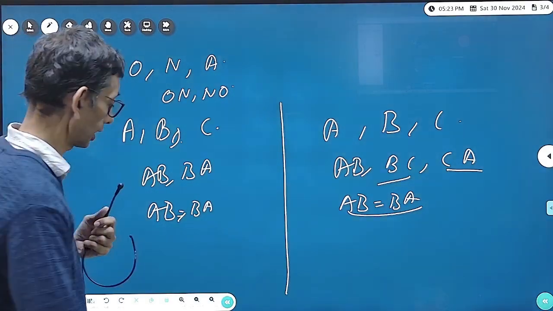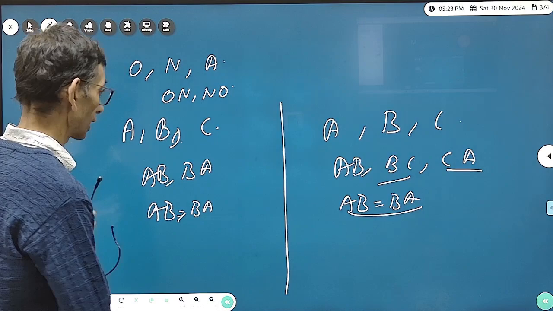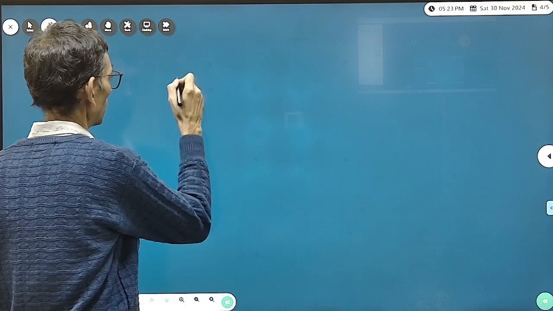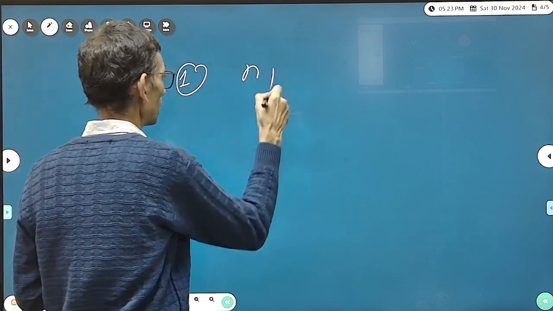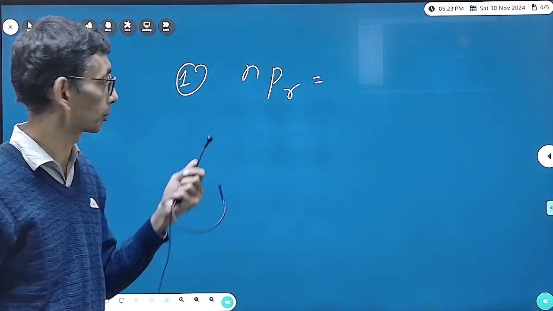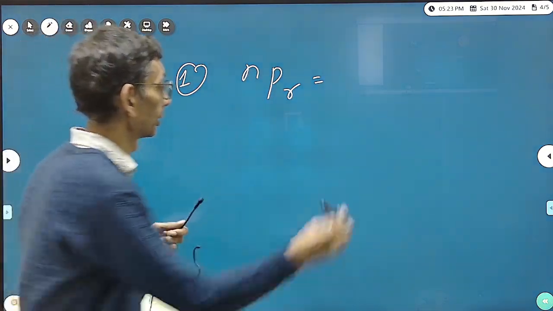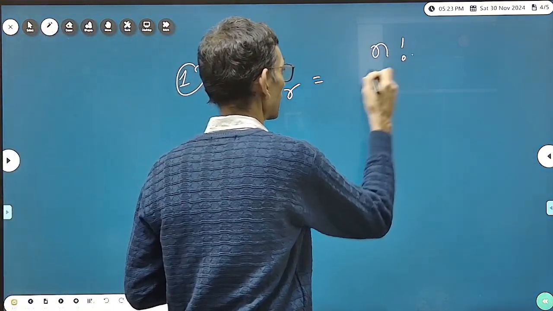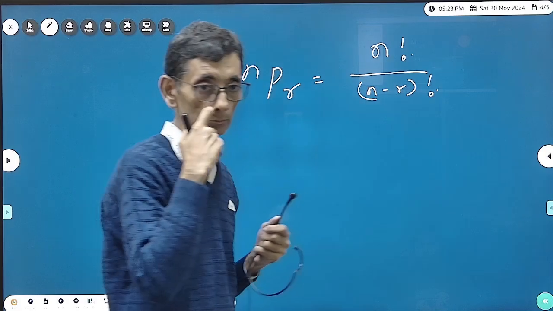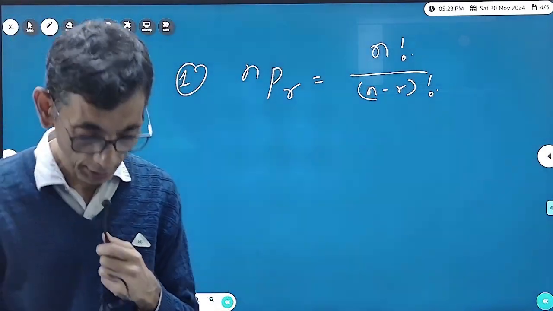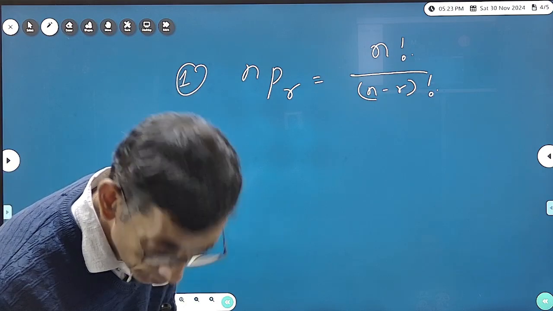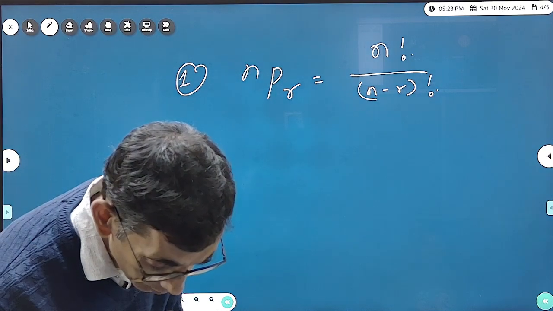So now, what is the formula for permutation? The formula for permutation is nPr, the permutations of n objects taking r objects. The formula is n factorial divided by n minus r factorial. Right? So you know the meaning of factorial, right? Okay.